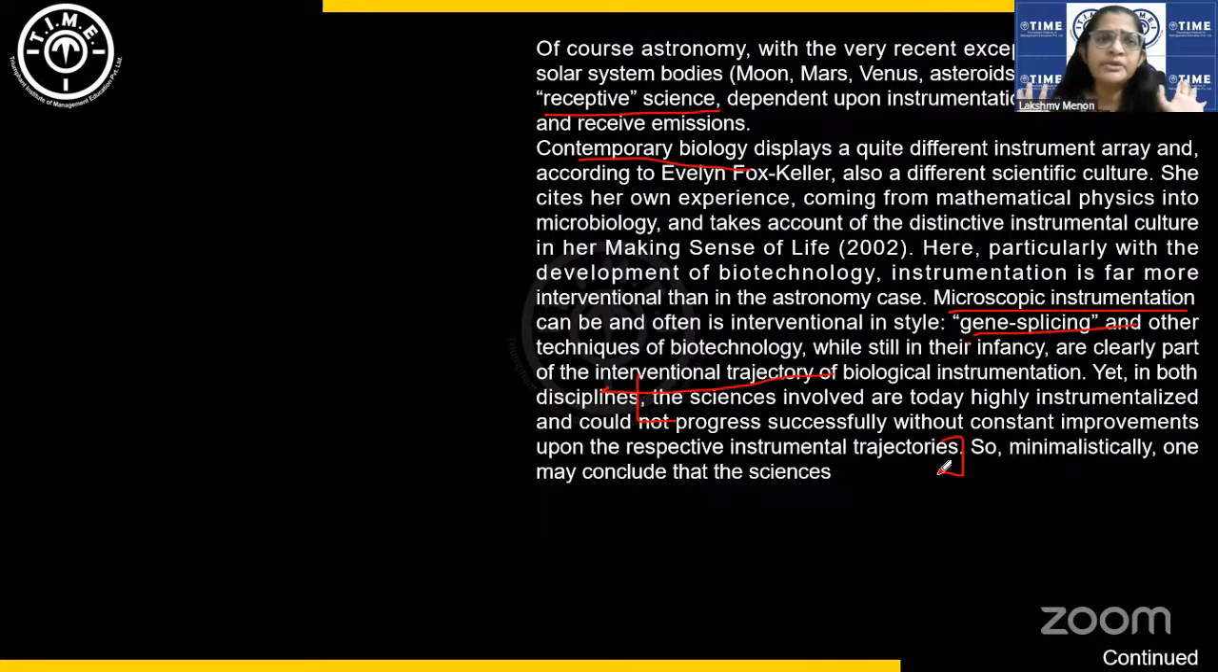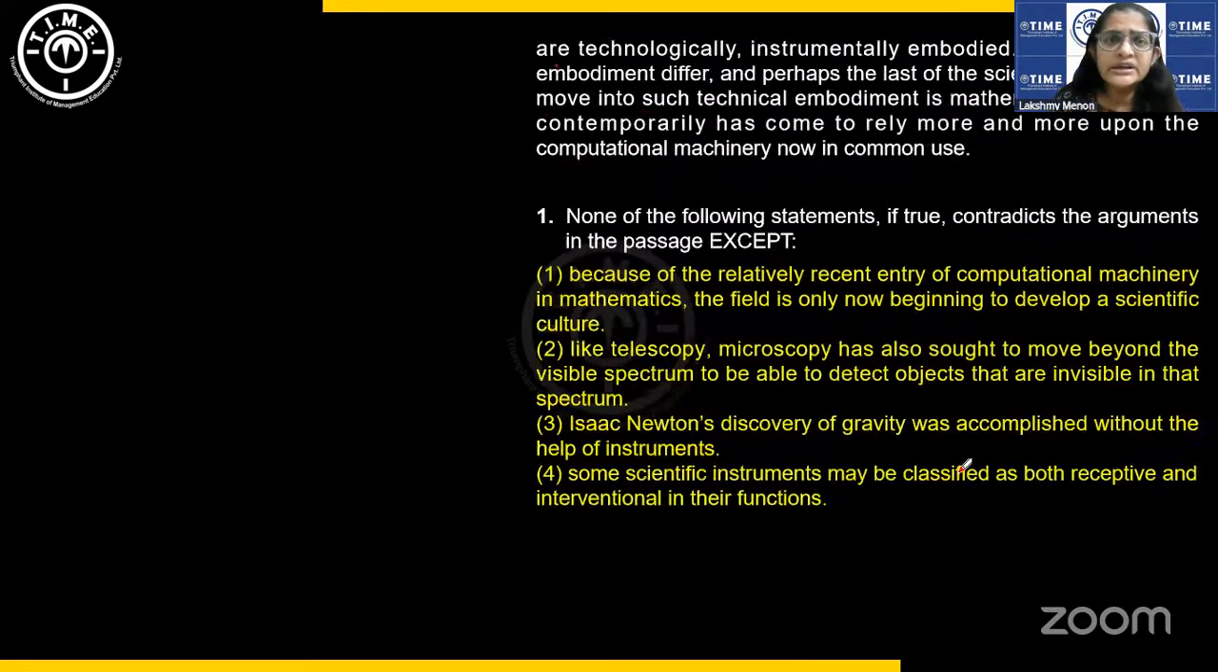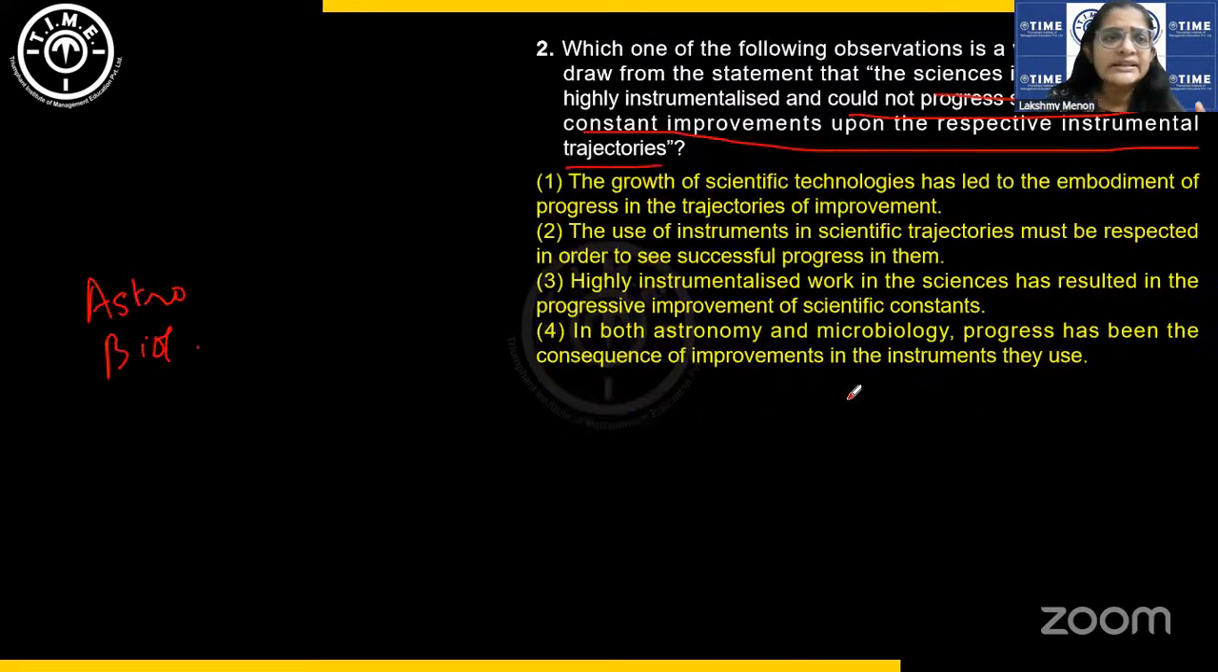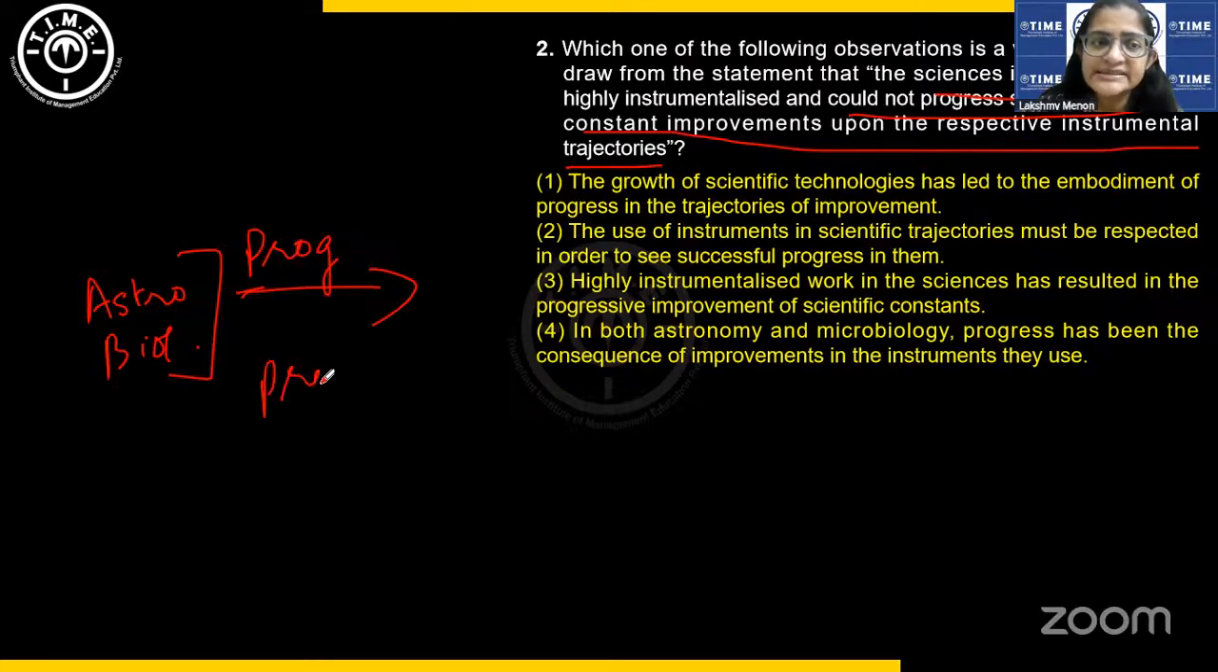Very, very simple statement. What is the gist of that statement? That progress in these two sciences has been reliant on progress in instrumentation. That is it. Very easy relationship mentioned here. Now let us look at the options.